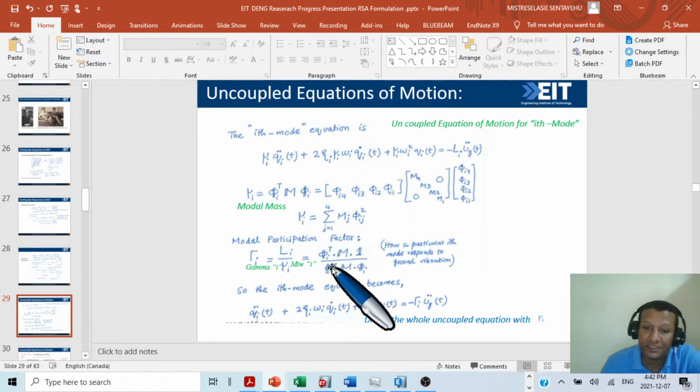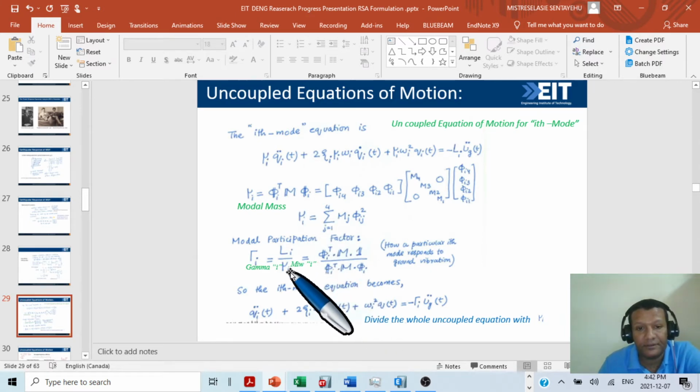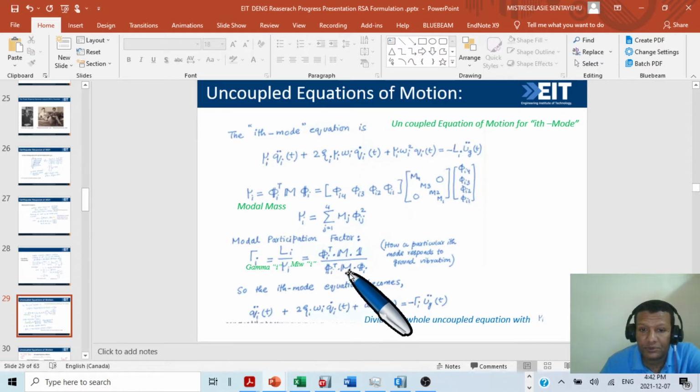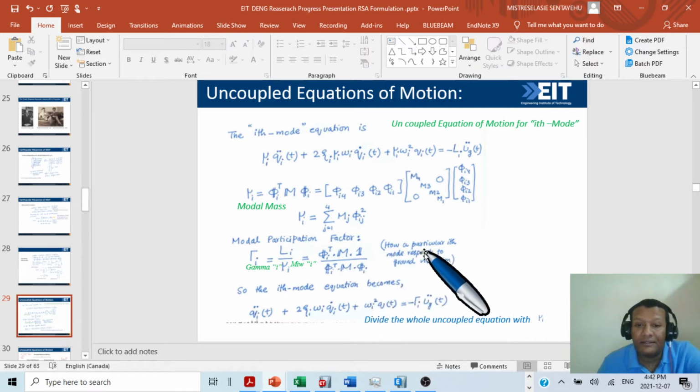So phi transpose times m times 1, this is as per our assumption in the first slide, and mu is phi transpose times m times phi I. Then this will be the mass participation factor. But in ETABS I will show you what this means.